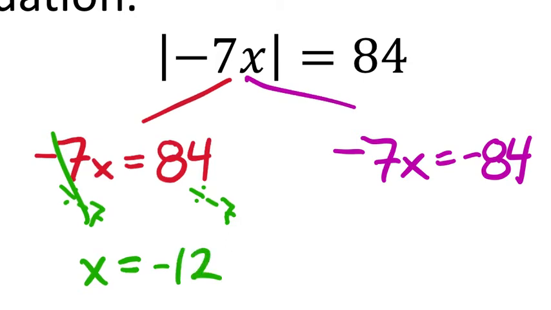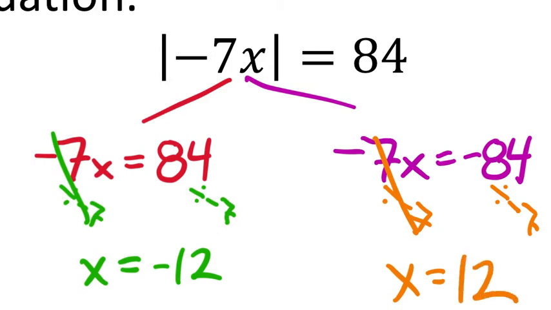Same process over here. I'll divide the left side by -7 to make that a phantom 1x. But once again, if you do it to one side, you have to do the other side as well. So this is going to equal -84 divided by -7, which is now +12.